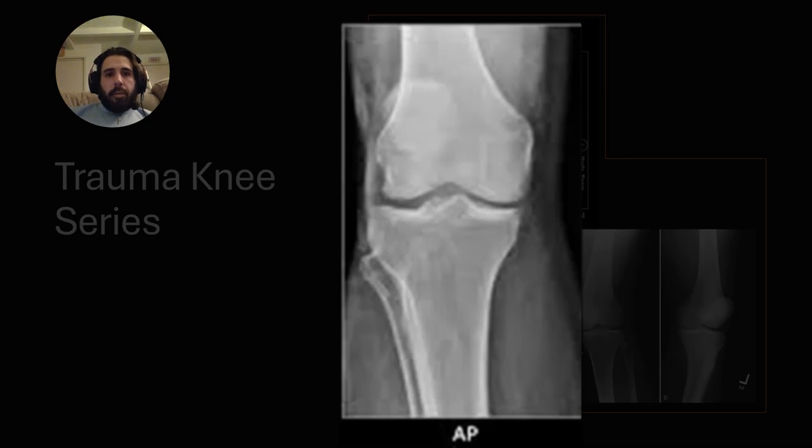You see here we have slight superimposition of the fibula head behind the tibia. We have equidistant epicondyles. It's nice and in line, no distortion. That's what we want to see.